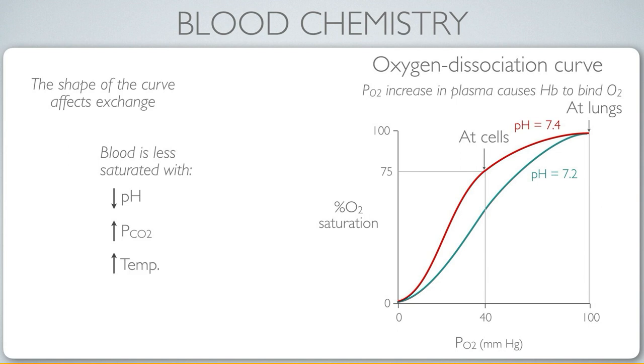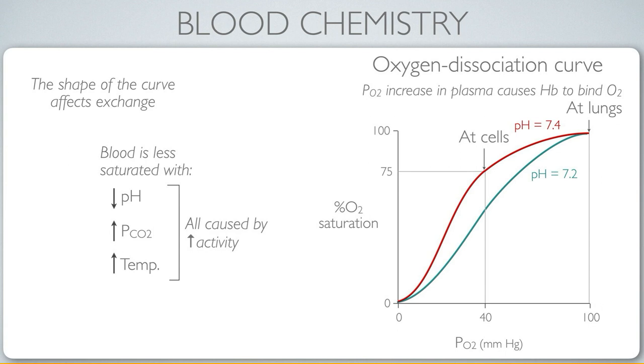Again, something that occurs in parts of the body that are exercising at high intensity. All of these are driven by an elevation in activity, and all result in the blood being less saturated with oxygen. Okay, so this all matters for the exchange that occurs at the level of the cells, not so much for the exchange that occurs in the lungs.